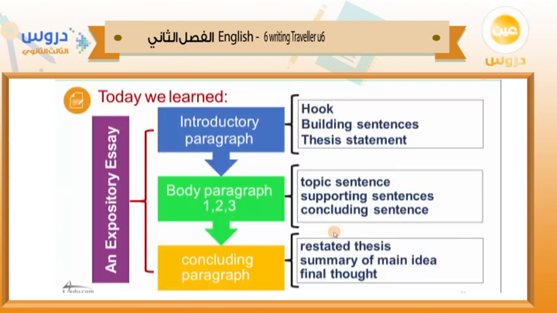So that was all for today. What we have learned today is how to write an expository essay. It has the same form of style, which has an introductory paragraph, the body paragraphs, mainly one to three, and finally the conclusion or concluding paragraph. For the introductory paragraph, we try to hook and build sentences and a thesis statement. In the body, we got a topic sentence for every paragraph, supporting sentences, and a concluding sentence. And finally, in the conclusion, we have restated or rephrased the thesis, and we got a summary of the main idea, and we gave a final thought.